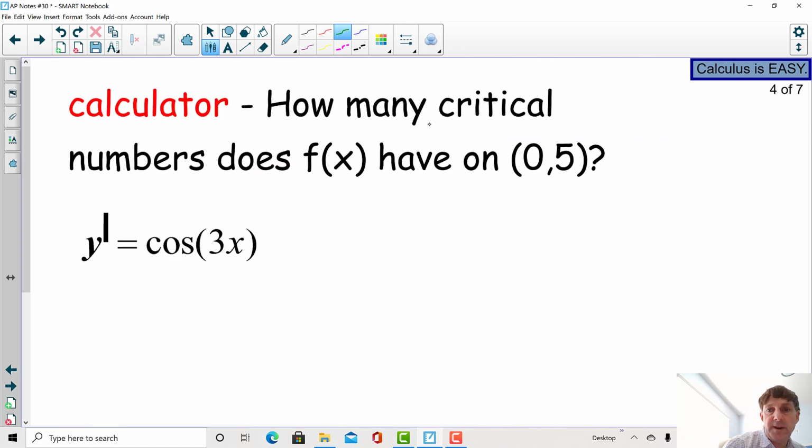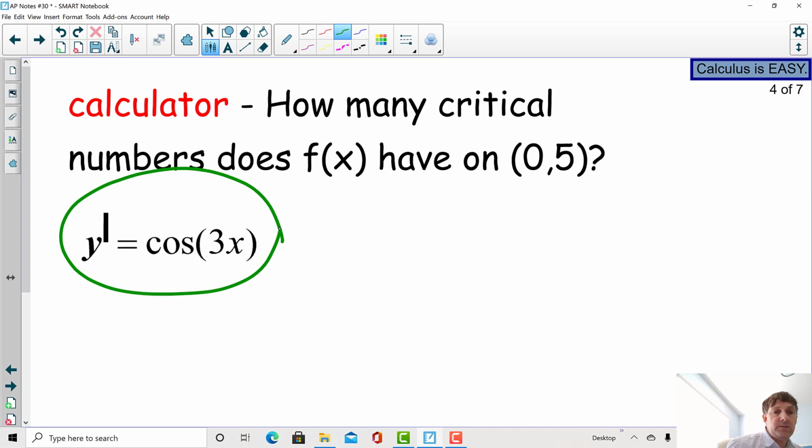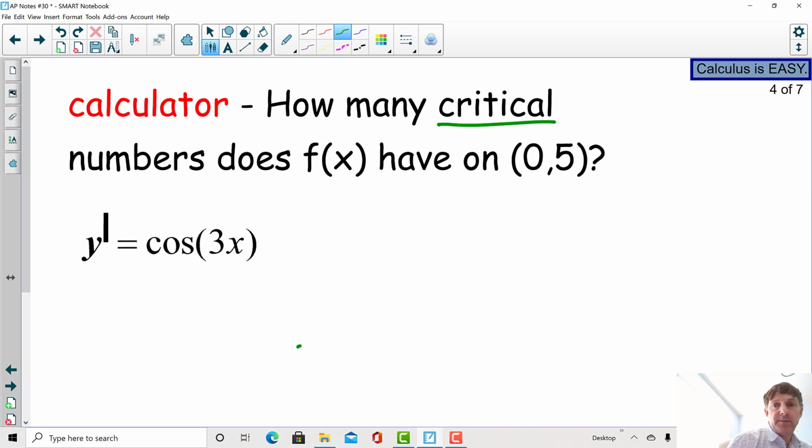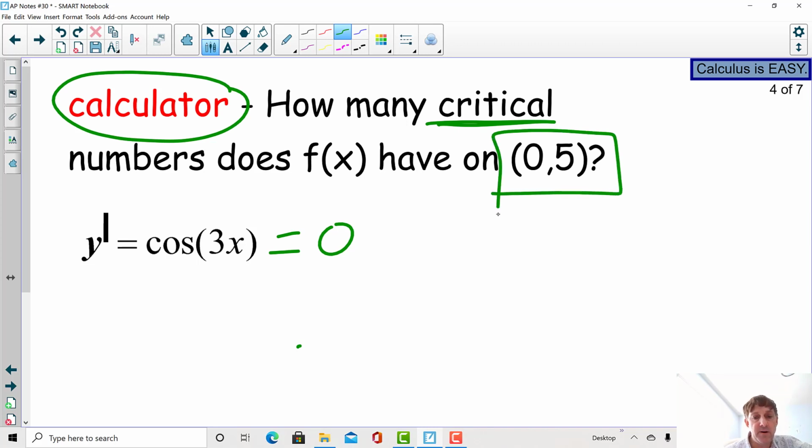Okay, this one wants to know how many critical numbers does our function have on the interval from 0 to 5. Now they tell us that the derivative is cosine, so the original function was some kind of sine function. In this situation, our critical numbers are just going to be where this derivative is equal to 0, because there's nowhere that that derivative will be undefined. Now we're going to use our calculator to find the answer for us. We're looking at the interval from 0 to 5. So let's get our graphing calculator.